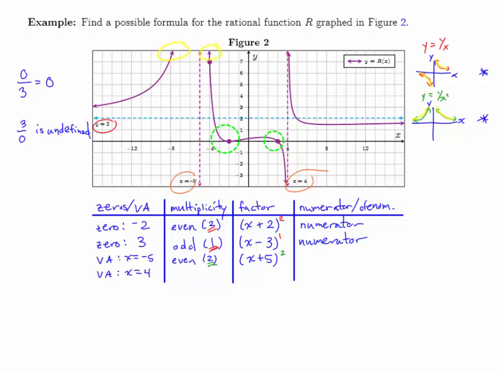Now if I come over to x equals 4, I see that one arrow goes down and one arrow goes up, which that switching behavior means that this factor, x minus 4, is only going to occur once. So the multiplicity is odd, and I'm going to assume that it's 1. All right. Both of these factors, because they result from vertical asymptotes, are going to go in the denominator of this function.